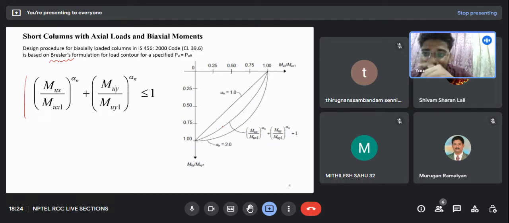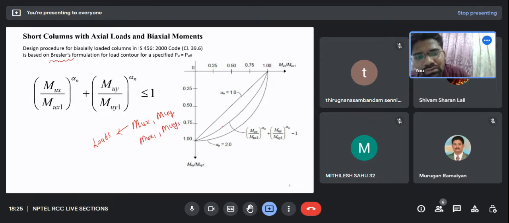So here you can see what all the terms are which are included in this equation. First is Mux, second is Muy. So what are these? These are the moment loads, the moments which are acting on the column along the major axis and the minor axis. And what are Mux1 and Muy1? These are uniaxial moment capacity.